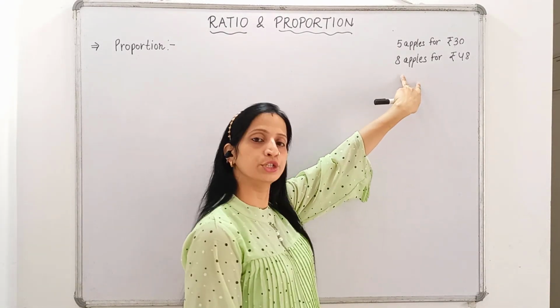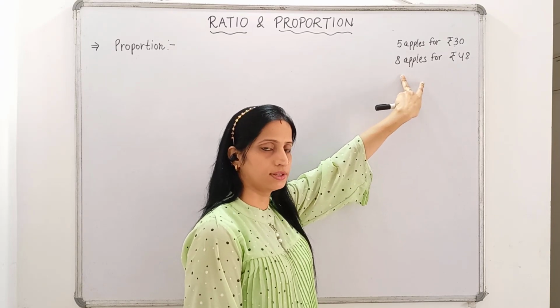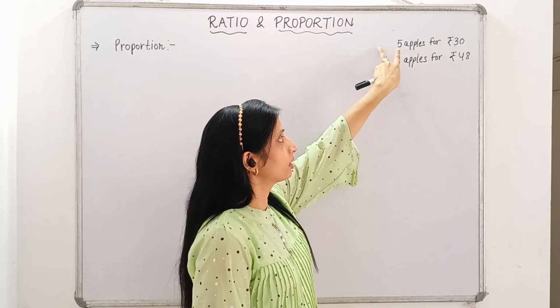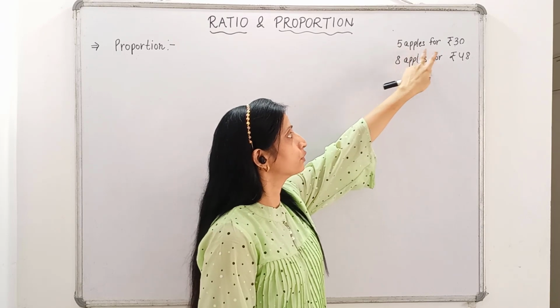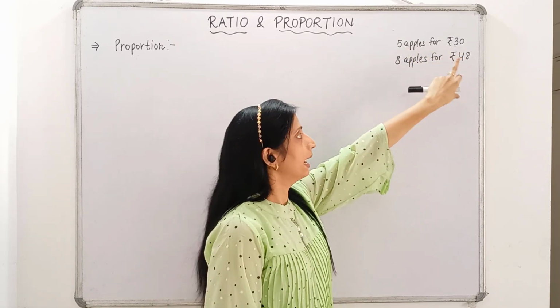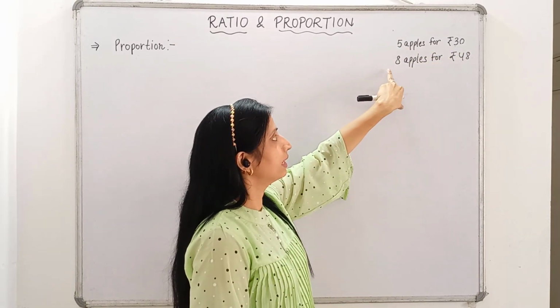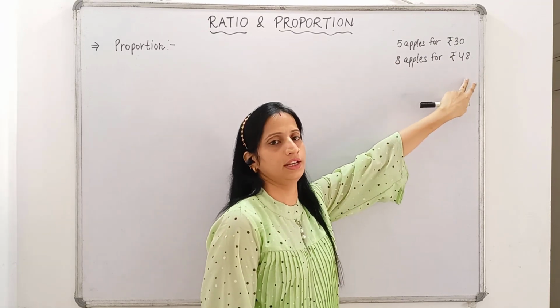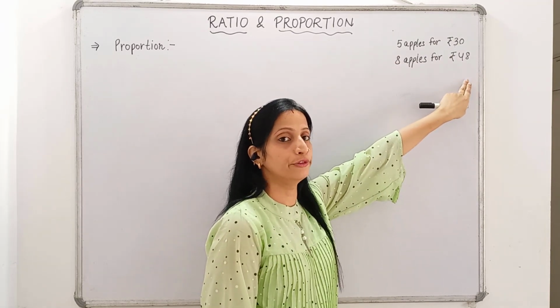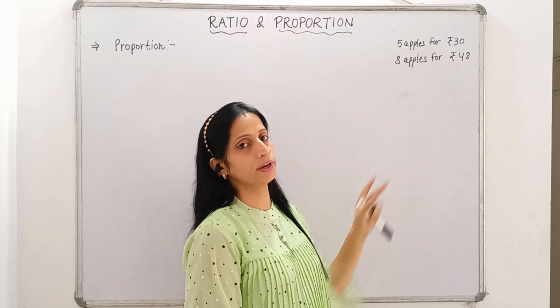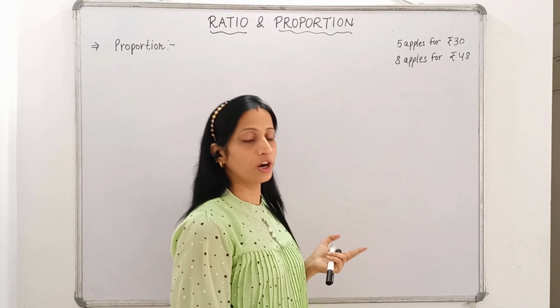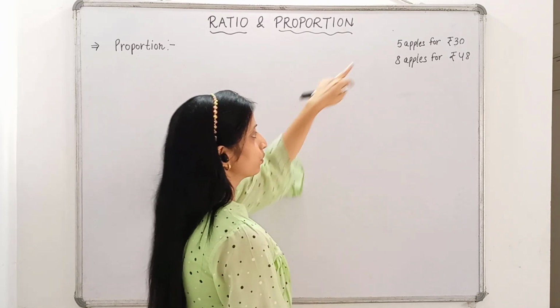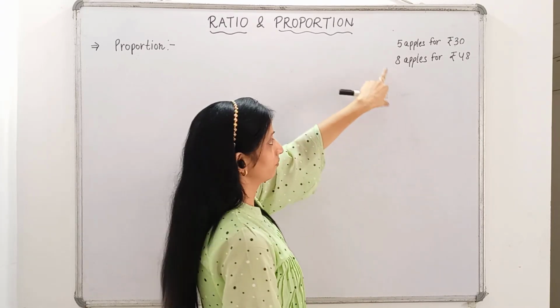For example, you went to market to buy apples and the first shopkeeper is giving 5 apples for ₹30 and the second shopkeeper is selling 8 apples for ₹48. Now you are a little bit confused about which shopkeeper you should buy the apples from. Now what will you do in this condition? You can easily find out the proportion.